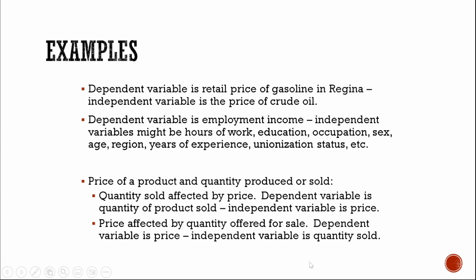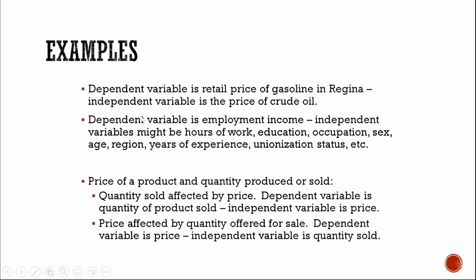For example, the dependent variable is the retail price of gasoline in Regina, while the independent variable is the price of crude oil. Why do we consider retail price as a dependent variable? Because the retail price would differ depending on the price of the crude oil, such that the price at retail depends on the range of the price of crude oil that you would get.